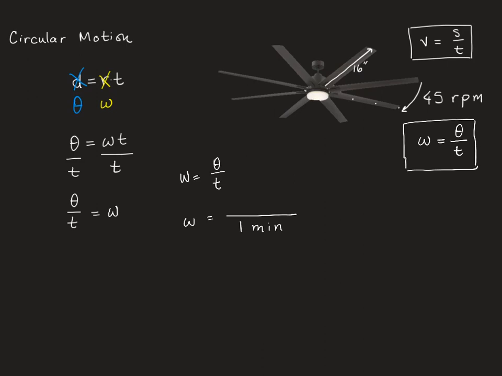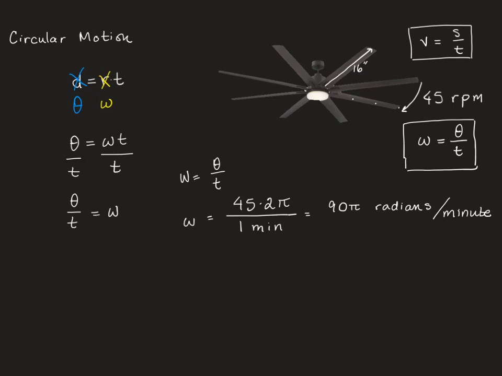Well, we know that the rate that the fan blade is spinning is 45 revolutions per minute, and 1 revolution is 2 pi radians. So we're going to have 90 pi radians per minute. That's our angular velocity. Notice that the label we used here is radians per minute, whereas the linear speed, the linear velocity, gave us a unit of inches per minute.